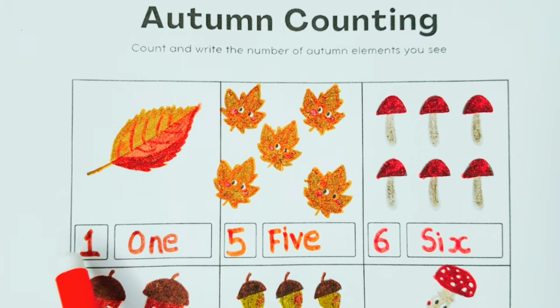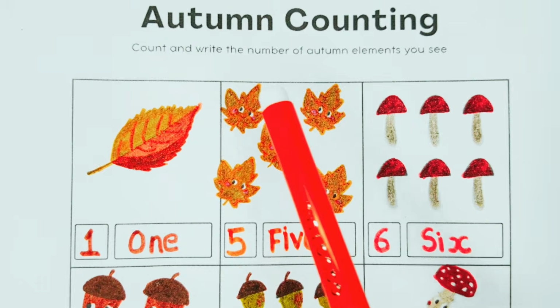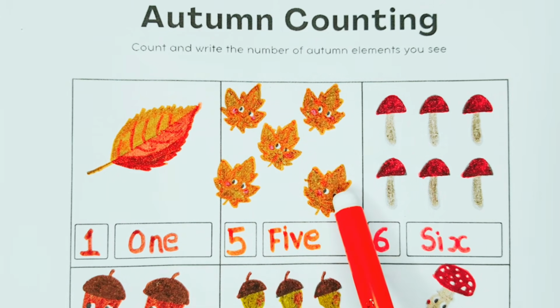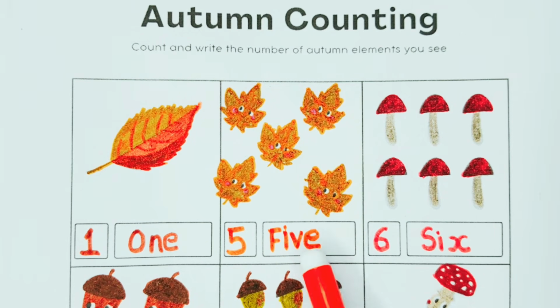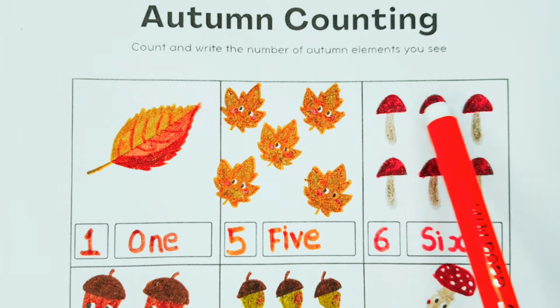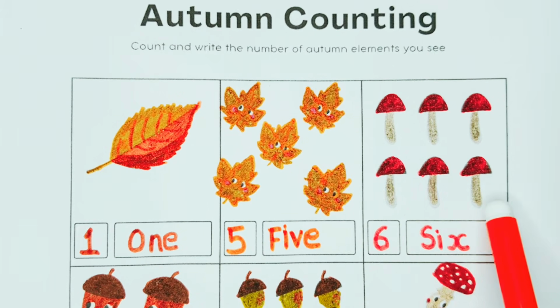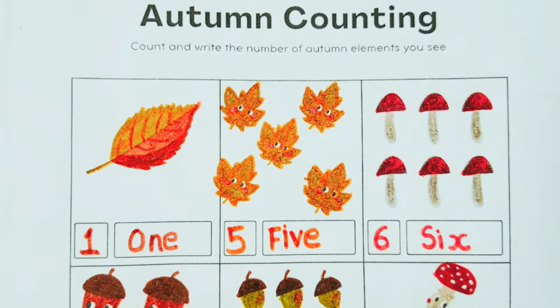Let's repeat again. 1. O-N-E, 1. 1, 2, 3, 4, 5. 5. F-I-V-E, 5. 1, 2, 3, 4, 5, 6. 6. S-I-X, 6.